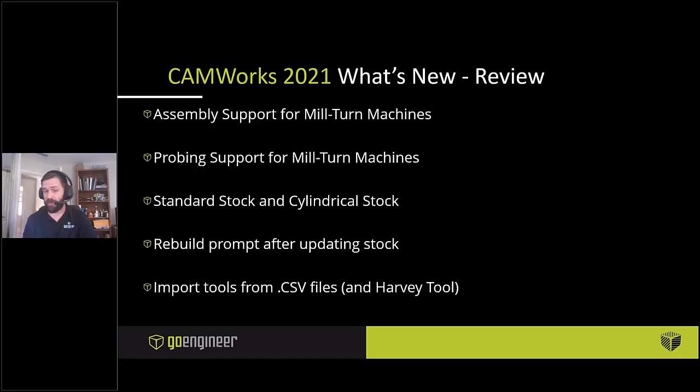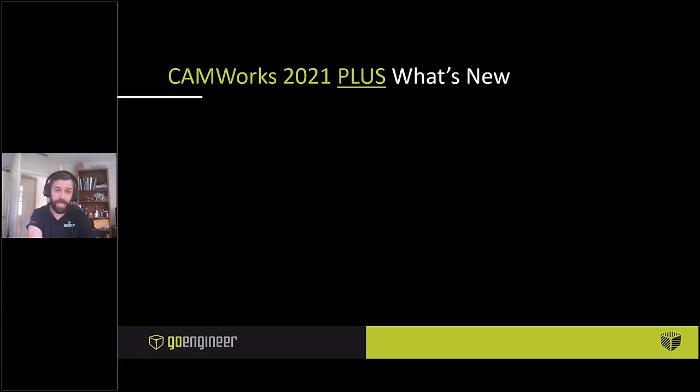And then now being able to import tools into our database from a CSV, a comma-separated value file, basically an Excel spreadsheet. If you are configuring your tool list in Excel, rather than transferring all that data over by manual entry, you can just import the entire spreadsheet and populate your tool crib pretty quickly. So that's a review of last year. Feel free to ask questions about it. Might get to them at the end of the presentation here, but let me know if you have any questions about that stuff. So let's talk about what's new in the Plus version of CAMWorks 2021.